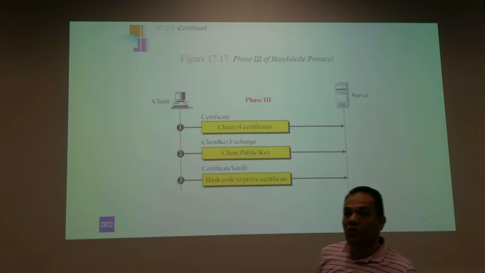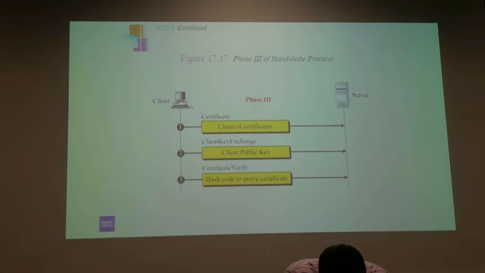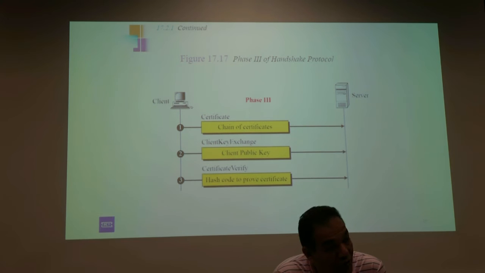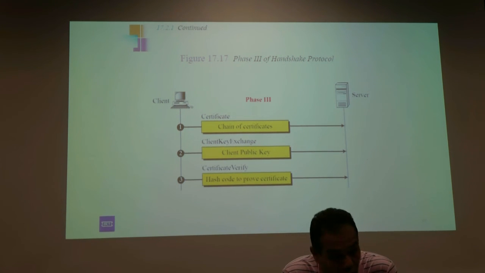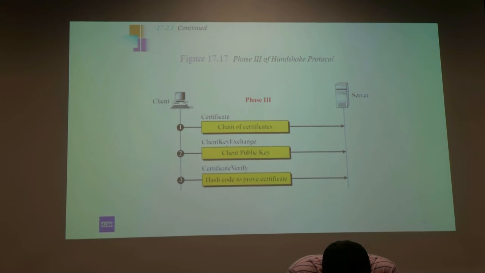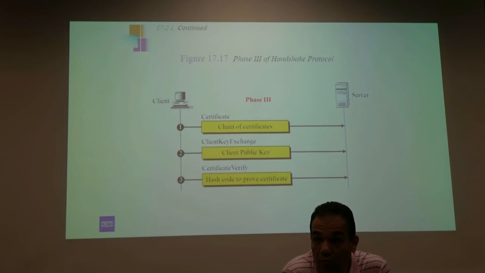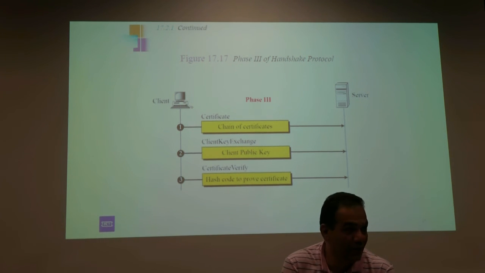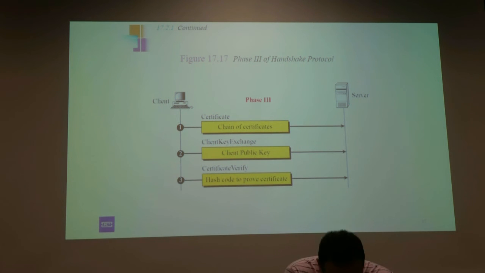So after phase 3, what will happen? The client is authenticated to the server, and both the client and the server know the pre-master secret. What are we going to do with the pre-master secret? We create the master secret, right? From the master secret, we create the secret material. From the secret material, we create the 6 keys, the 6 things we are going to lock. Very simple, right?